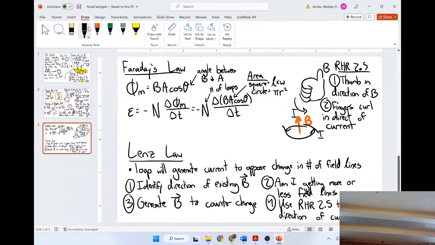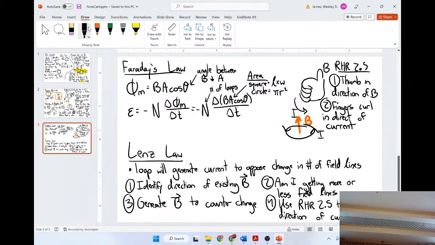There's a few more steps. This one just says, if I want to make a field this way, I need a current this way. Or if I have a current this way, it makes a field this way. Go either direction. If I have a loop and I want a magnetic field up, which way should my current go? Point your thumb up, fingers give you the direction of the current that way. I want a magnetic field down. Which way should I have my current go? Thumb down, fingers that way.